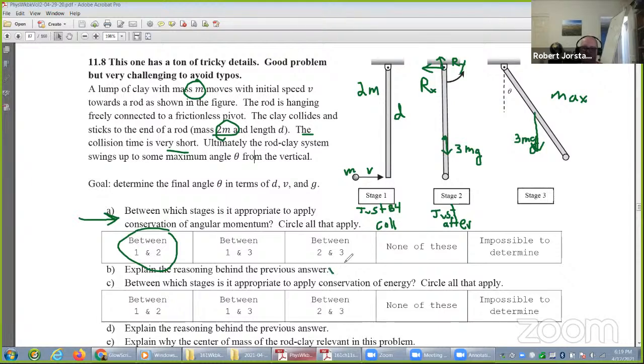Nice job. I would say you did a good job on that one. You got that? Any questions about why I said it's this stage? This doesn't work. This doesn't work. And these two don't apply.